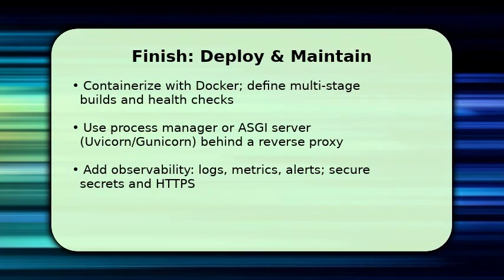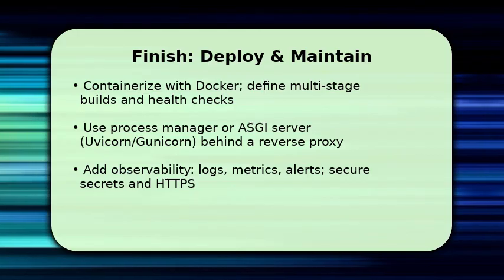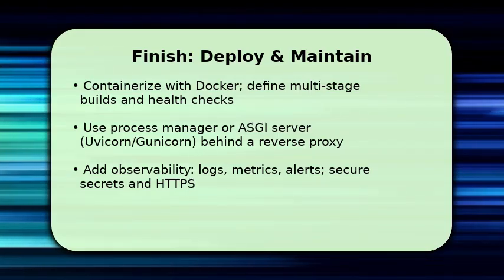To complete deployment, containerize the app with a multi-stage Dockerfile, include health checks, and run it via an ASGI server such as Uvicorn or Unicorn behind a reverse proxy. Configure env-vars, secret storage, and HTTPS, and set up logging and metrics so you can monitor behavior in production. Finally, automate deployments with CI/CD.